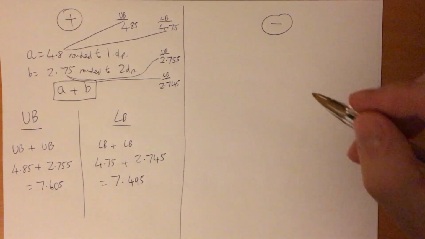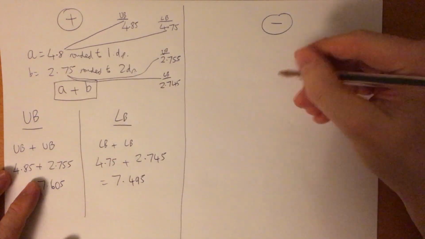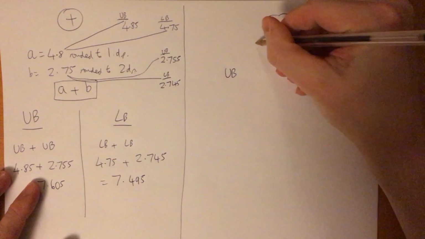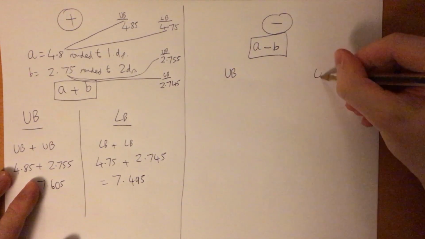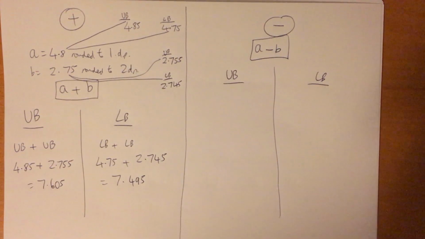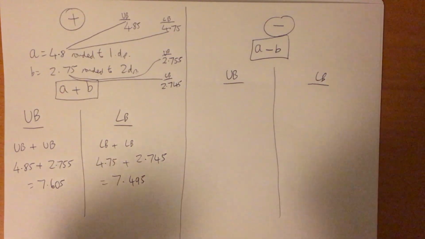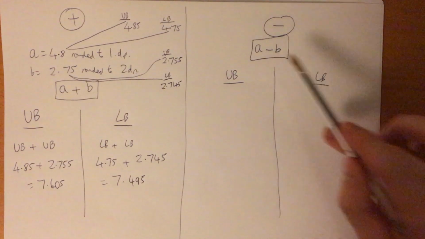However, when you subtract, it's different. Now, let me just, for time's sake, use these same numbers here, okay? Upper bound, so a minus b is what we want to go for here, and lower bound. Okay, it is not as simple as adding is. Because adding, the two biggest numbers added together is going to give you the biggest answer. That's fine, we all know that. When you subtract, though, it's different.